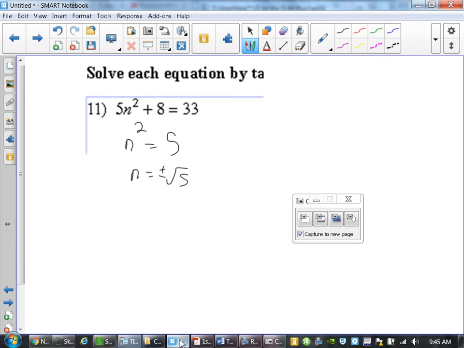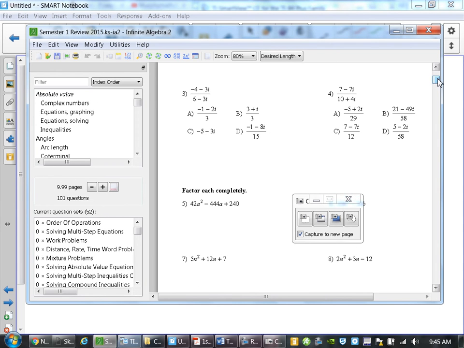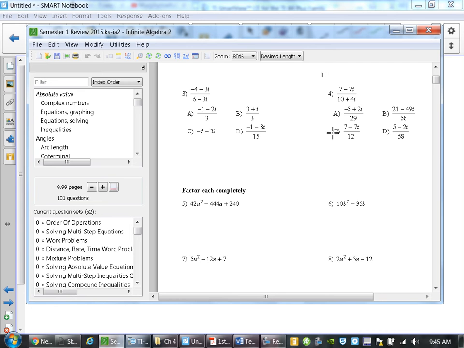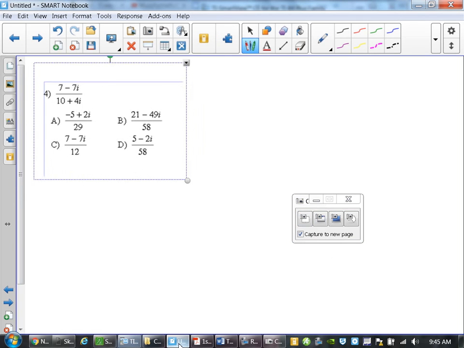Can you do number 4? I did it and I didn't get any of it. Use your calculator. On 4, remember, you can't put the whole thing into the calculator, but what you can do is multiply the conjugates in the calculator. You'd have to do them independently.